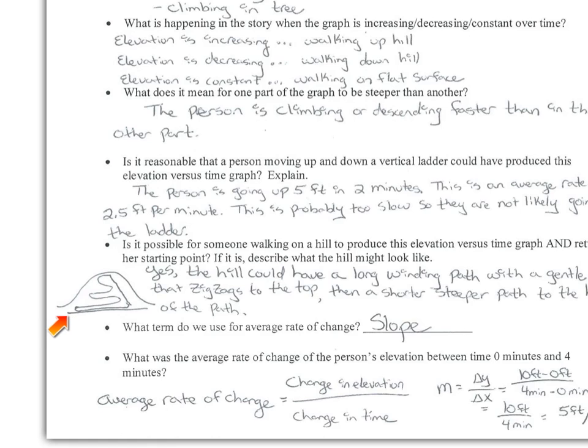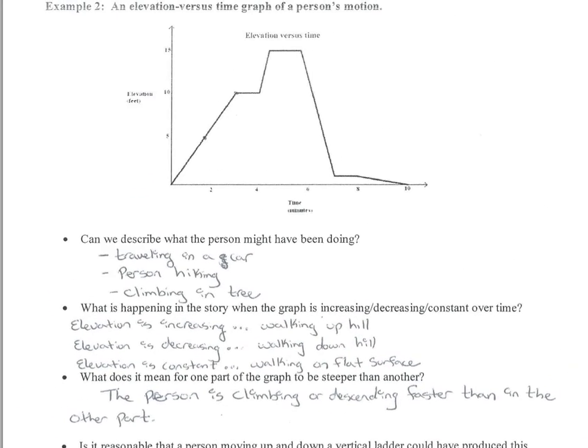So at first we'll say they're starting right here. They're going up. Their elevation's increasing, but it's increasing slowly because they're on that winding path. And they get to the top, and then they descend the hill pretty quickly. And towards the end, they get back to their starting point. And that's kind of what it shows right here.